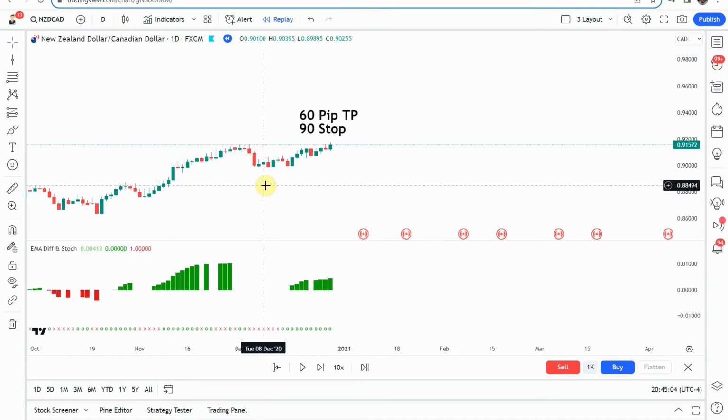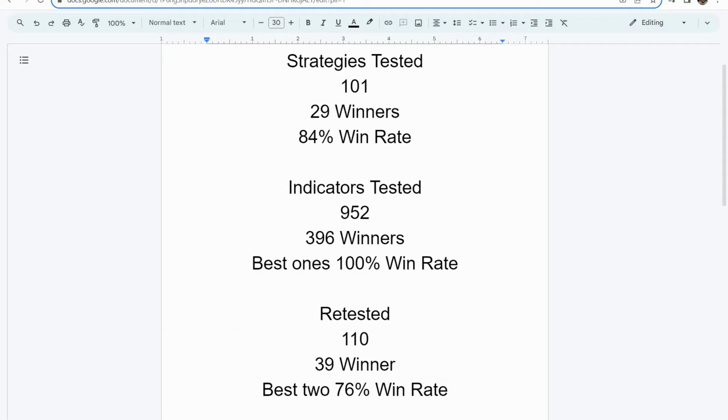Alright, as I said, today we will be testing the EMA difference histogram and stochastic. Before we do though, I wanted to put the testing scoreboard up for everyone to see. So to date, we have tested a total of 101 different strategies, with 29 of them being winners. The best one so far was able to achieve an 84% win rate. That is the Academy of Forex indicator with the Z-score probability indicator.